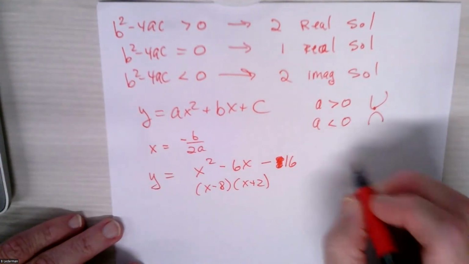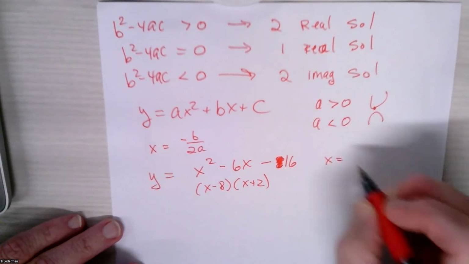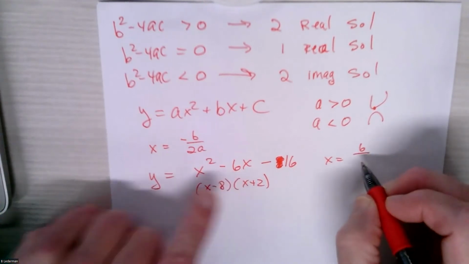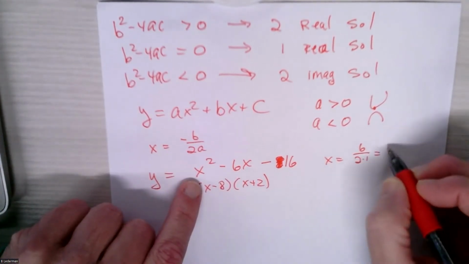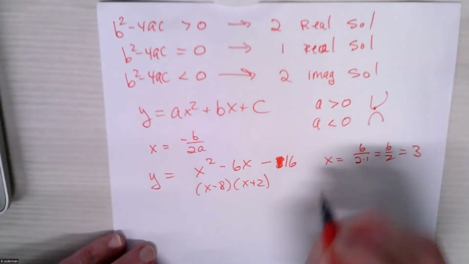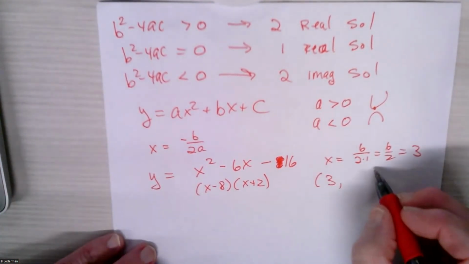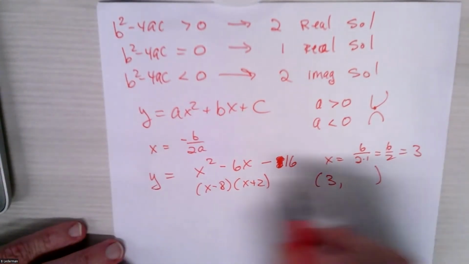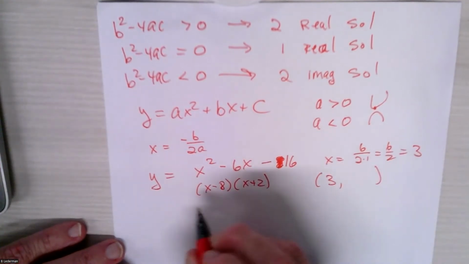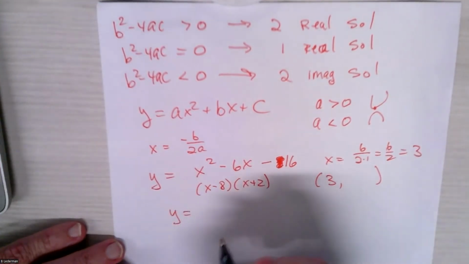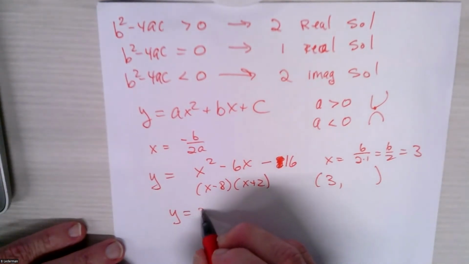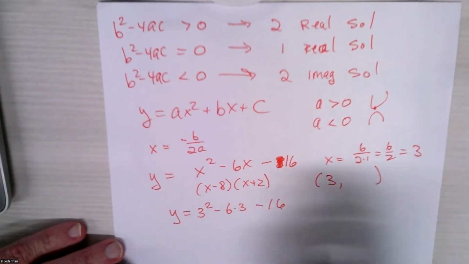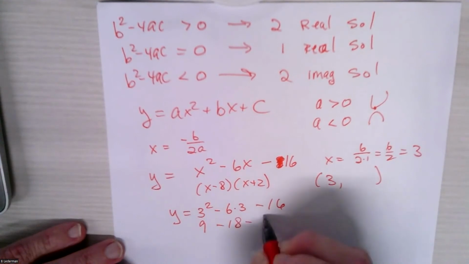So the x value of the vertex would be negative 6, which is positive 6, over 2 times 1, which is 6 over 2, which is 3. The vertex is going to be 3 comma something. Well, how do we get the something? You just take the 3 and plug that into your original quadratic. So the y value of the vertex is going to be 3 squared minus 6 times 3 minus 16, which is 9 minus 18 minus 16.